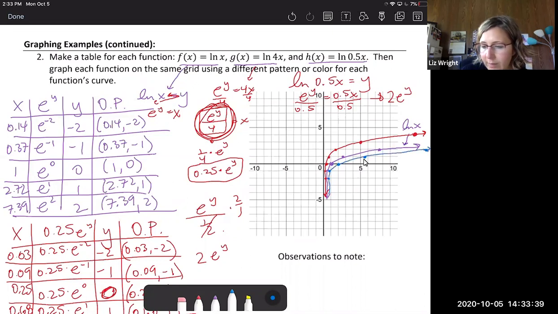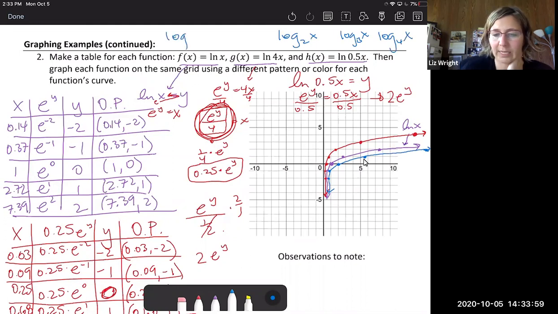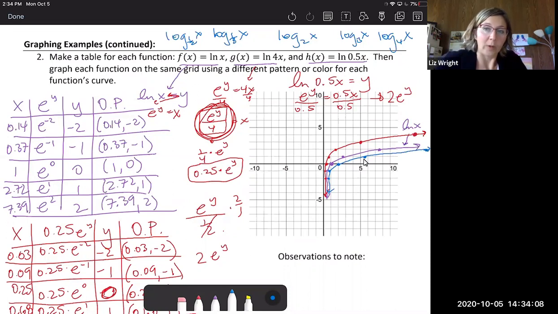So what in the world? These graphs look quite a bit different compared to our other log graphs that we graphed a few days ago, where we had log base 2 of x, log base 3 of x, and log base 4 of x. And then we also did log base 1/2 of x and log base 1/3 of x. So again, what I'm hoping you're seeing is that our bases are the same, because the base is always base e.